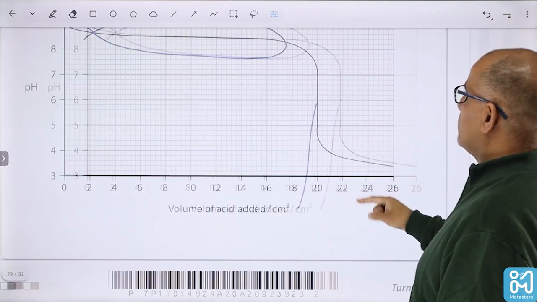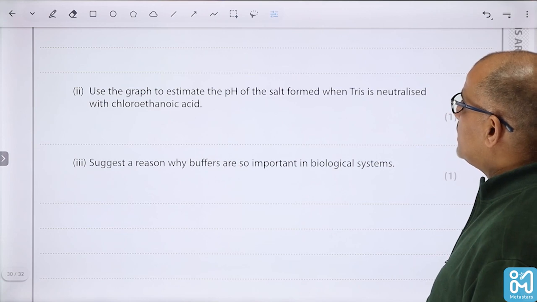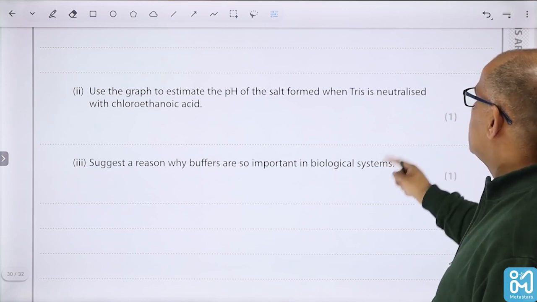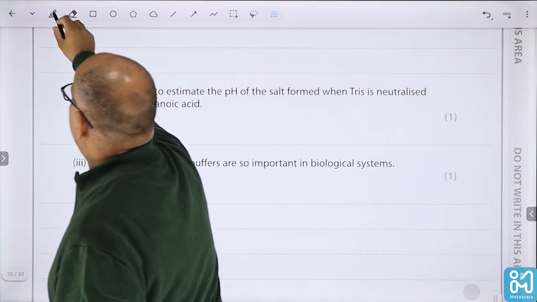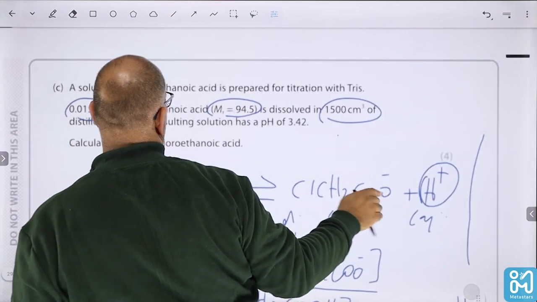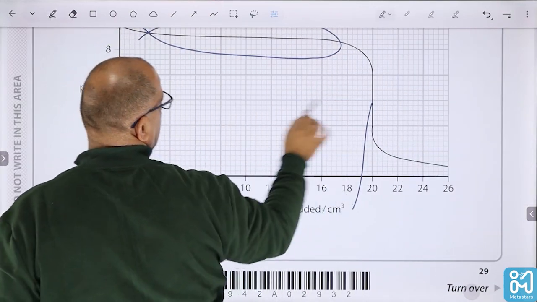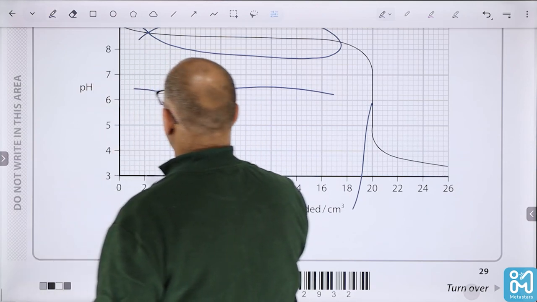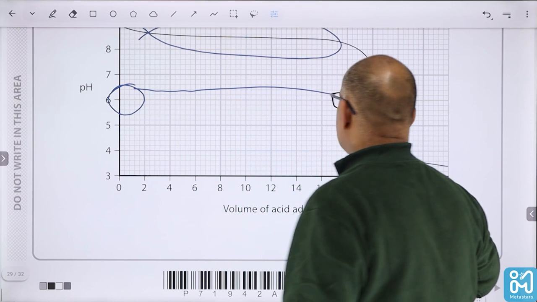And use the graph to estimate the pH of the salt form when the acid is neutralized. You will find that from the middle of the curve, it's around 6.